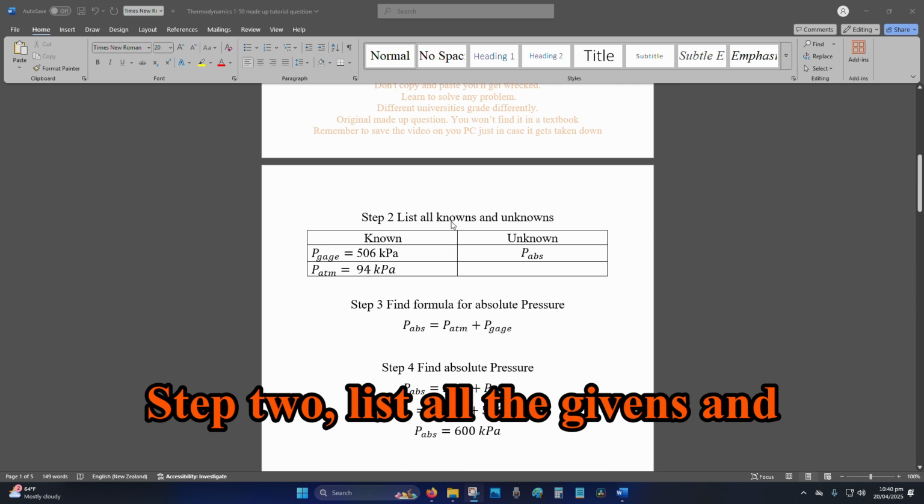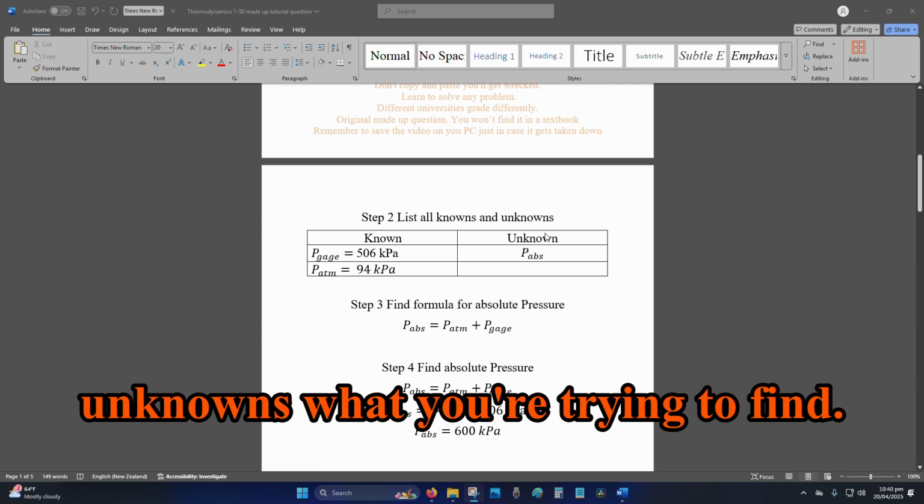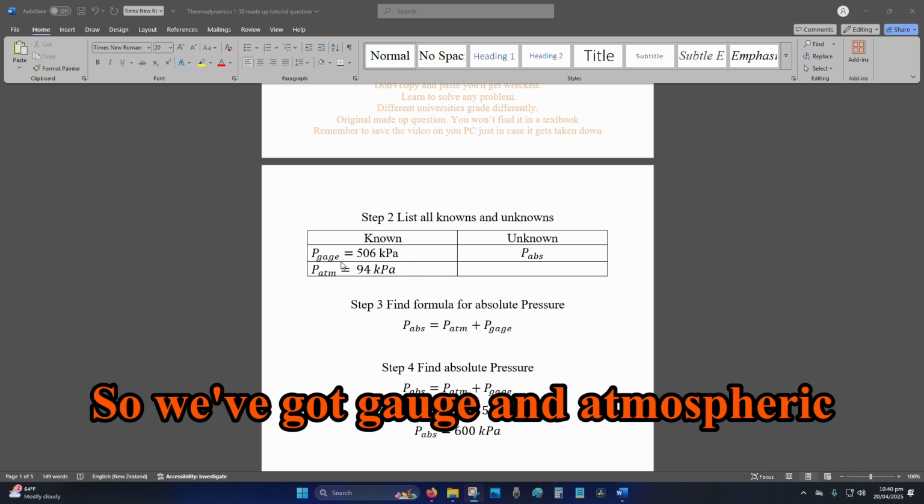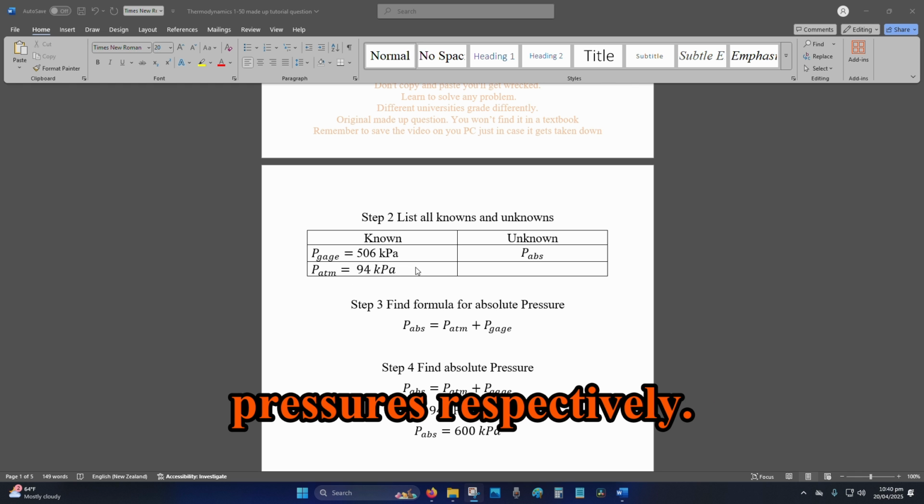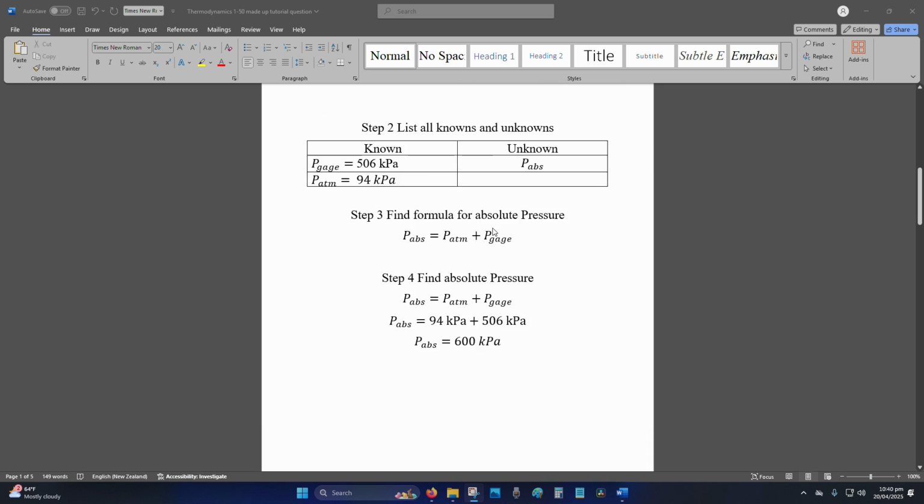Step 2, list all the givens and unknowns, what you're trying to find. So we've got gauge and atmospheric pressures respectively. We're trying to find the absolute pressure.